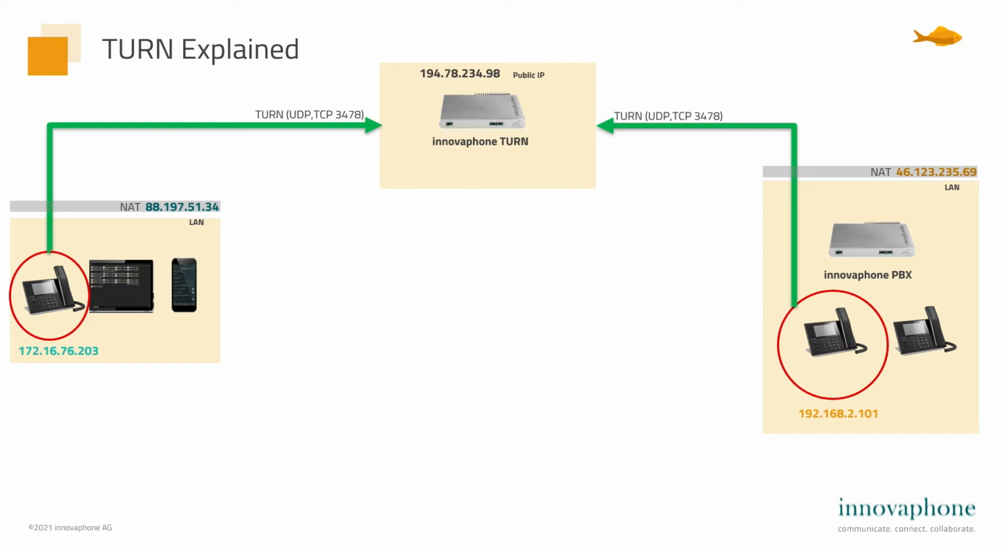How this works with the TURN protocol, we are going to explain in the next slides. Also here we have our endpoint on the left and right side, both behind NAT. Instead of the STUN server in the middle, we now have a TURN server. On both endpoints the TURN server is configured with the IP address of the TURN server and the credentials for this TURN server, like the TURN user and the TURN password.